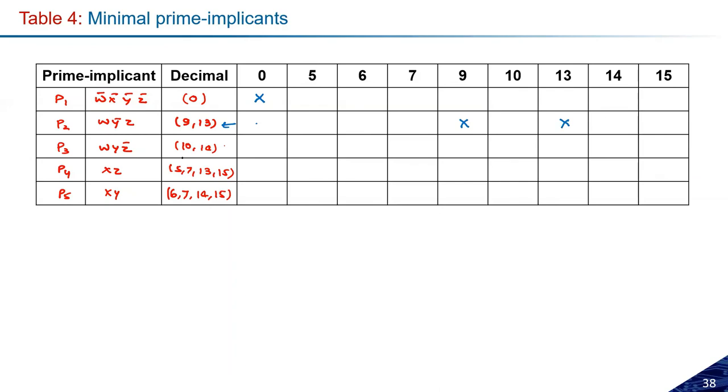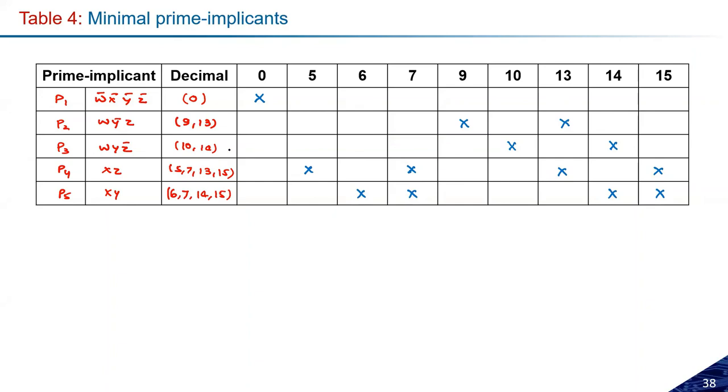In the next one, I have 10 and 14, so I will cross 10 and 14. In the next one, I have 5, 7, 13 and 15, so cross 5, 7, 13 and 15. In the next group, I have 6, 7, 14 and 15. Okay, so this is how we can put the crosses.